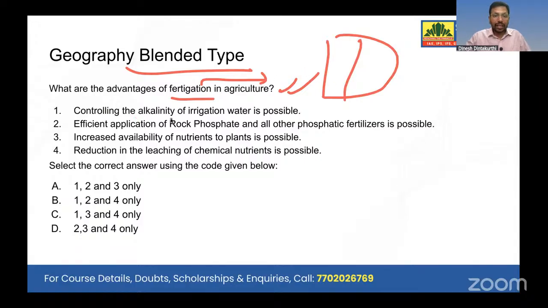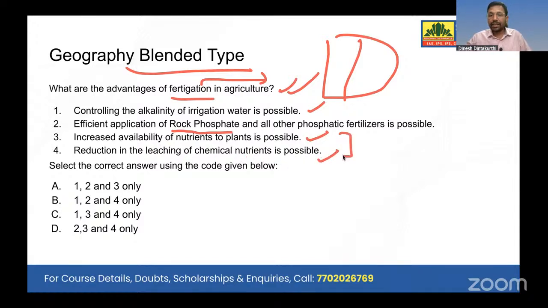Controlling the alkalinity of irrigation water is possible. This is yes. And efficient application of rock phosphate and all other phosphatic fertilizers is possible. No, because rock phosphate will not mix in water. It is not water soluble. You should have a little bit of chemistry knowledge also to solve this question. Increased availability of nutrients, yes, this is correct. And reduction in the leaching of chemical nutrients is possible.